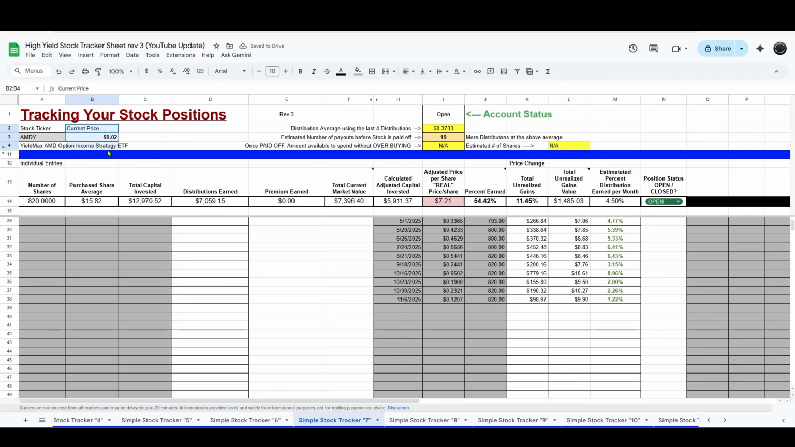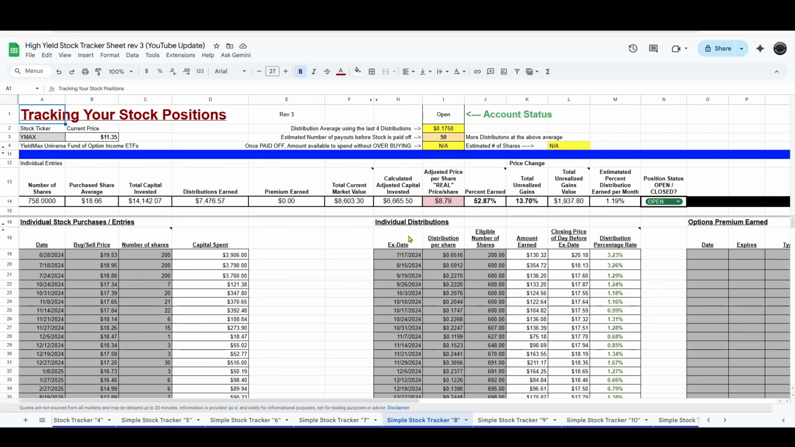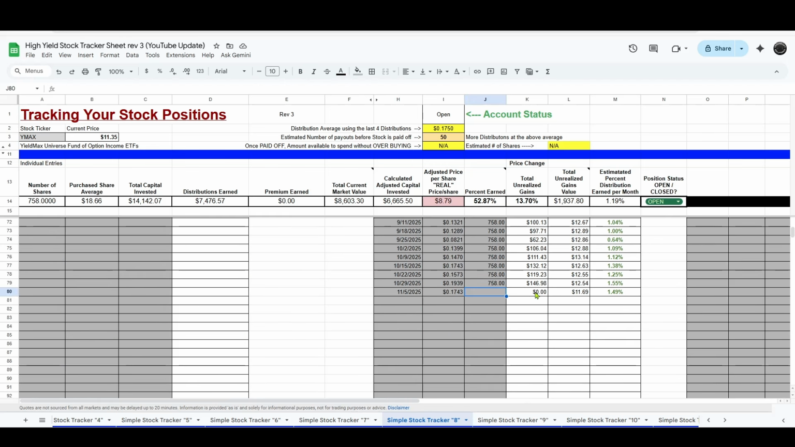And with the current price of $9.02, I'm sitting pretty nice with that one. Now we've got YMAX. And for YMAX, I can enter in 758 shares. And that real price per share goes from $8.79 down to $8.62. I just keep knocking it down, staying ahead of that current price. Even if it does come down, I'm still trying to stay ahead of it. By using my method, it gives me the best chance of doing so.